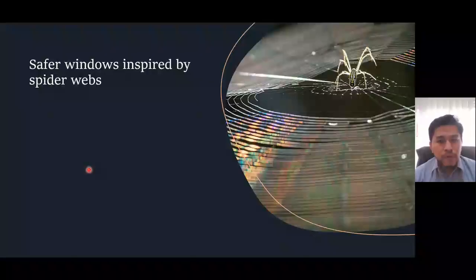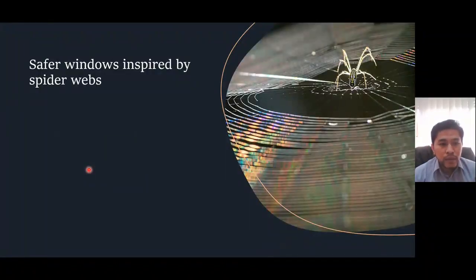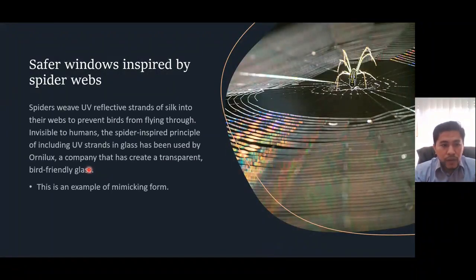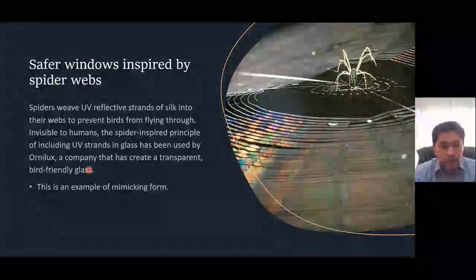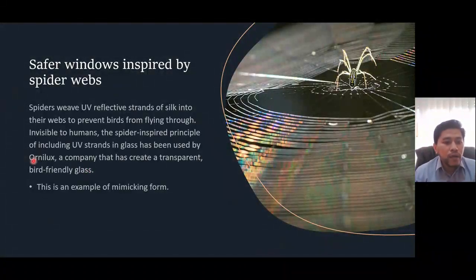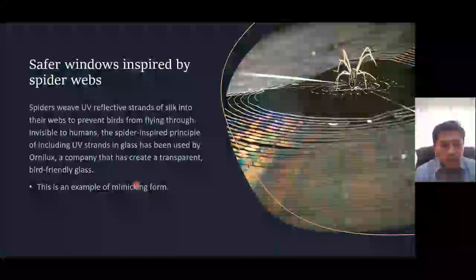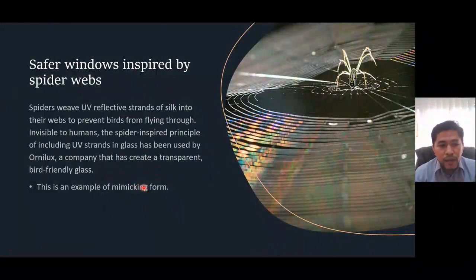So what are some examples of biomimicry that we have here? For example, we have a set of windows inspired by spider webs. This is a glass panel inspired by the properties of spider web, which has UV reflective strands of silk in the webs to prevent birds from flying through. And this spider web is invisible to humans. The spider-inspired principle of including a UV strand in glass has been used by a company called Ornilux, a company that has created a transparent, bird-friendly glass.